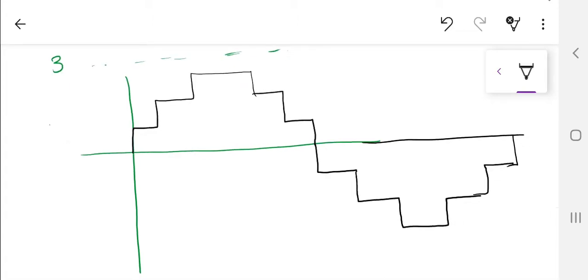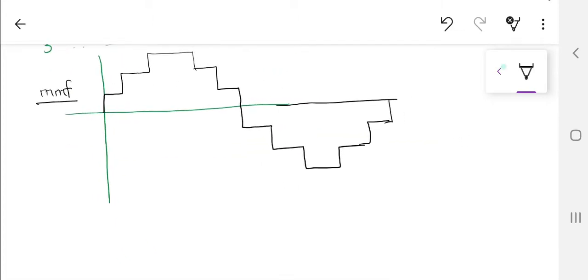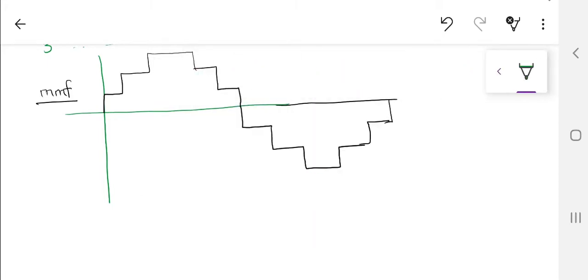This is the MMF waveform which is being created inside the air gap. Now this is a step structure. Certainly it's going to have some fundamental, and it's going to have some harmonics inside it. So one question I'm leaving with you: if this is the step waveform for the MMF of a three-phase machine, can you tell me what is the value of g in this machine so that it gives you this step structure? Please answer me in the comment section. Maybe in the next video I can tell you whether your answer is correct or wrong.